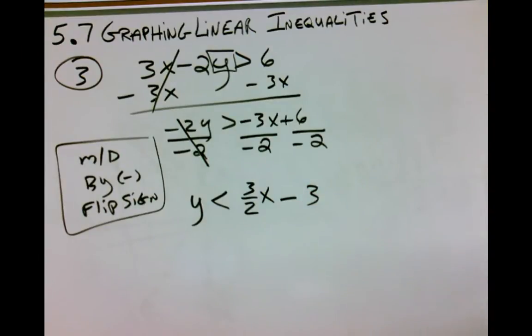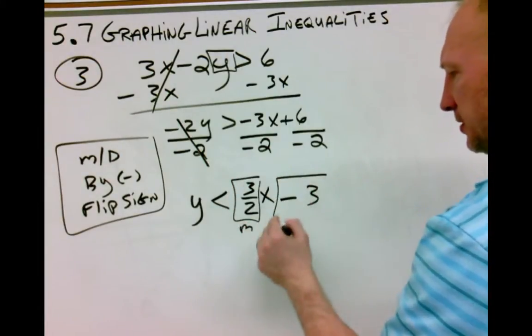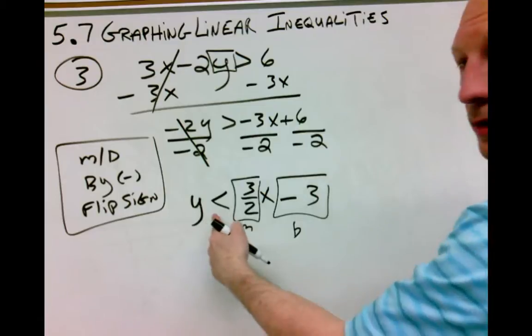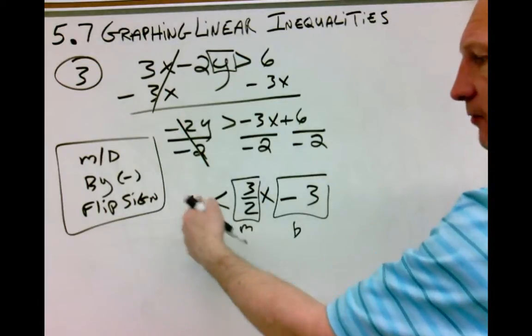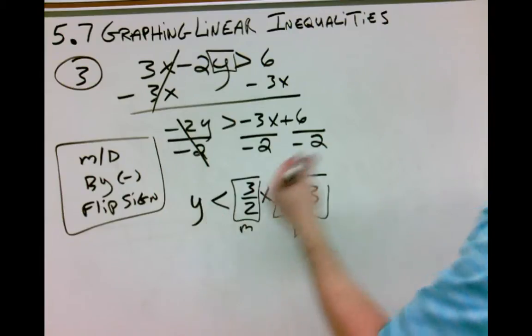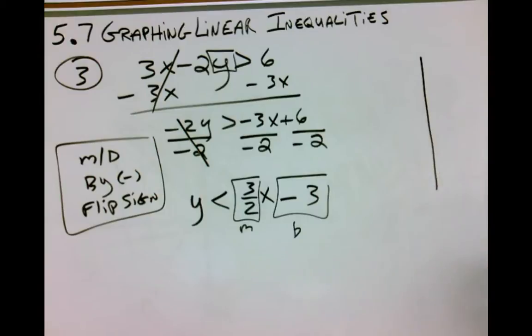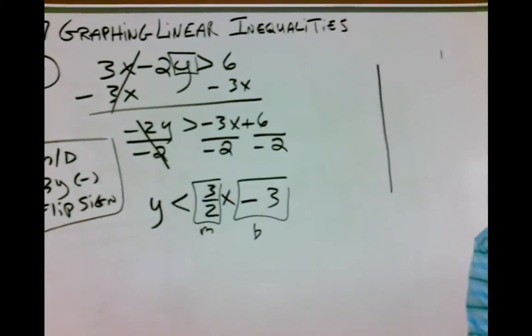All right, so now you're ready. Now you have it set up where you have your slope and you have your y-intercept, and you know what your y is. It's a positive y. You know if it's going to be solid or dotted. You know if it's going to be shaded up or down. And you go and you make your graph. So I'm going to try to make your graph a little bit bigger.